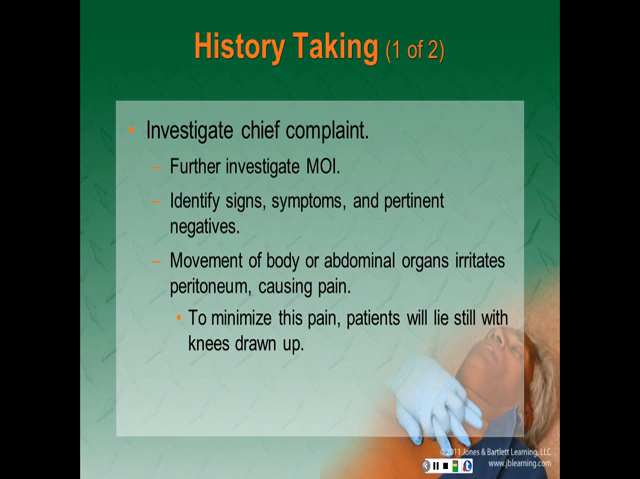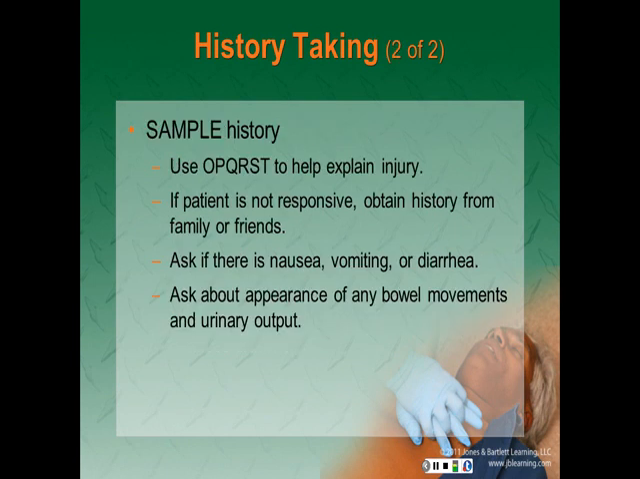Investigate your chief complaint. Determine and investigate the chief complaint and further investigate the MOI. Also identify associated signs and symptoms and pertinent negatives. Note the position in which the patient is lying. Movement of the body or the abdominal organs irritates the inflamed peritoneum, causing additional pain. To minimize this pain, patients will lie still, usually with their knees drawn up, and breathing will be rapid and shallow. Obtain a SAMPLE history.